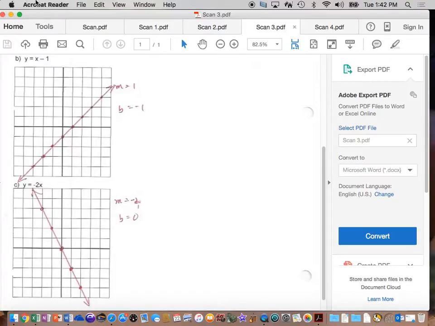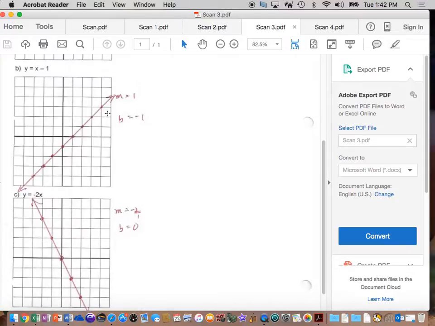Next up, letter B. y equals x minus 1. Remember, the slope is the number in front of the x, so the slope is 1. The y-intercept's the number at the end. It's negative 1. So I begin at negative 1, up 1 over 1, up 1 over 1, up 1 over 1, up 1 over 1. And there's my line. I connect the dots. Okay? Any questions?